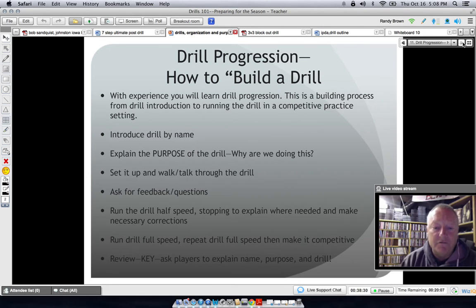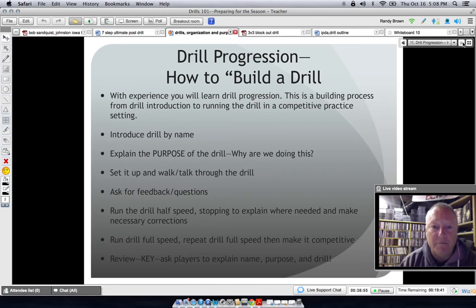Repeat the drill at full speed. Now you're going to have a lot of breakdowns. There's going to be a lack of carryover. So you're going to have to go back a little bit and reteach. You're going to have to go back in this progression and reteach and redo some of these things, and then get back to where you can run it full speed again. The last part is make it competitive.